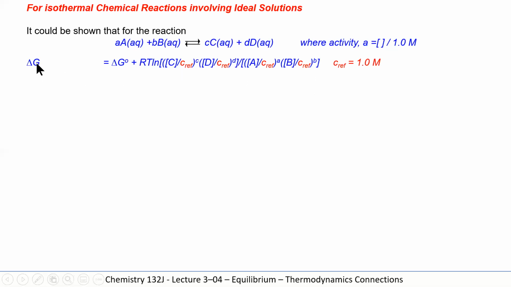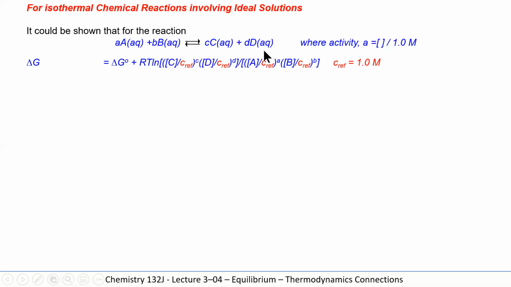But the delta G in non-standard conditions is going to equal delta G under standard conditions plus RT ln, and again, if you look, it's the concentration of C divided by the reference, which is 1 mole per liter, to the power of c times concentration of D divided by 1 molar raised to the power of d, divided by the concentration of A divided by 1 molar, again, since it's referenced, to the power of a times the concentration of B divided by 1 molar to the power of b.